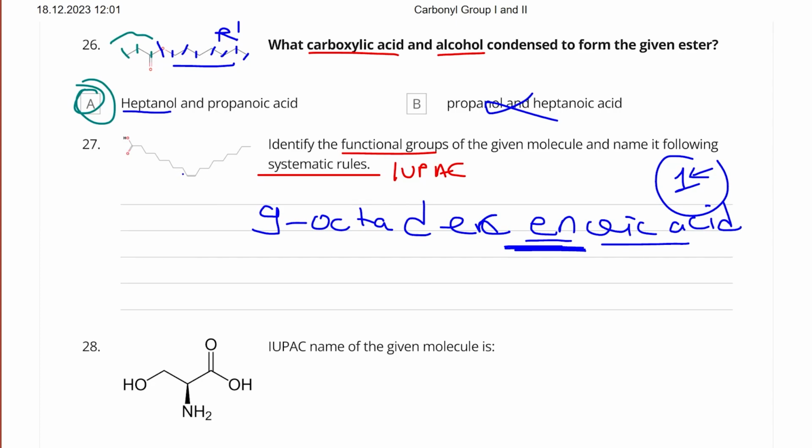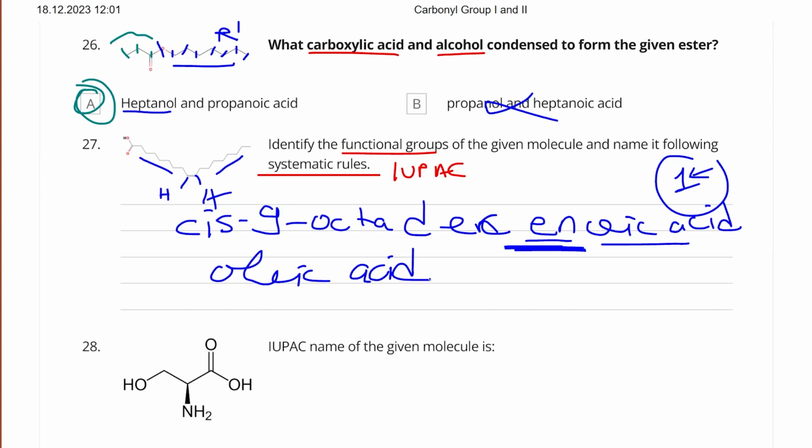Cis formation, because here we have hydrogens. So the carbon backbones are on the same side. So the double bond has a cis formation. Cis-9-octadecenoic acid. This is the IUPAC name. And its common name is oleic acid. Oleic acid. And it's an omega-9 class of fatty acid.